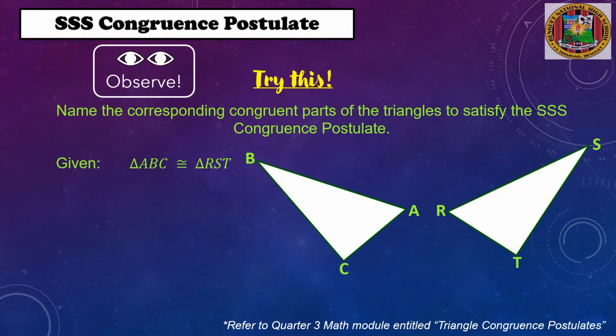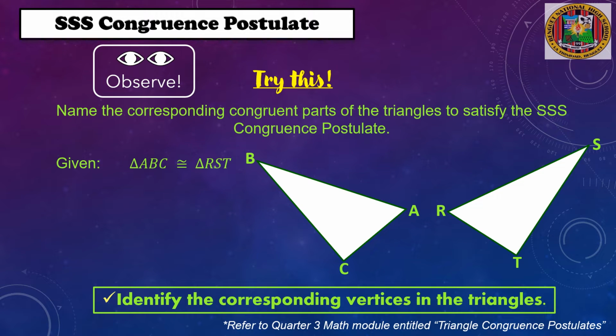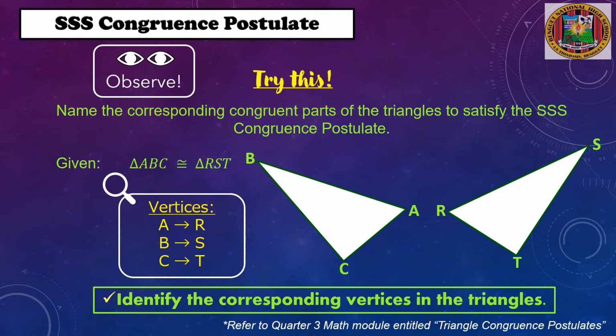Identify the corresponding vertices in the triangles that we will follow to correctly name the parts. We observe that vertex A in triangle ABC corresponds to vertex R in triangle RST. Following that, we see that vertex B corresponds to vertex S, while vertex C corresponds to vertex T.